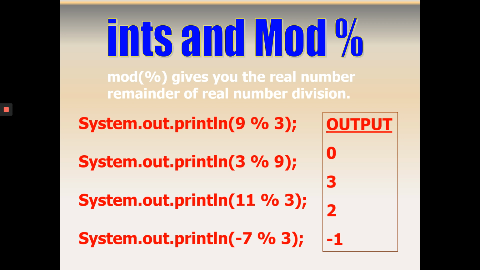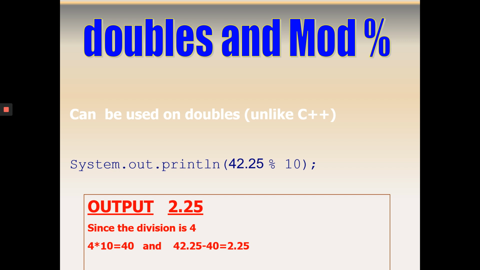Okay, so if it's nice and even, 9 divided by 3 is 3 with no remainder, so it's 0. If what's in front is smaller than what's after the modulus sign, it's always this number. So think about that: 3 divided by 9 is 0 with the remainder 3. So if this is smaller than what's after the modulus, that's your answer. If it's larger, you just say, hey, how many times does 3 go into 11? Twice, right? And then if you have a negative somewhere, then it's just a negative answer.